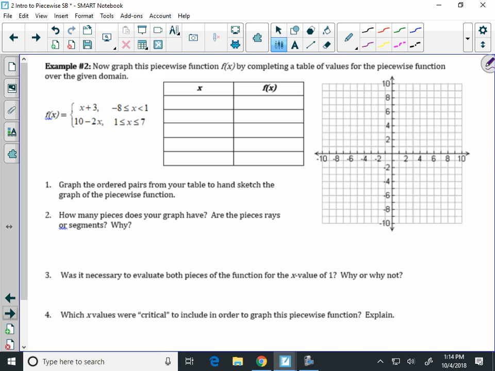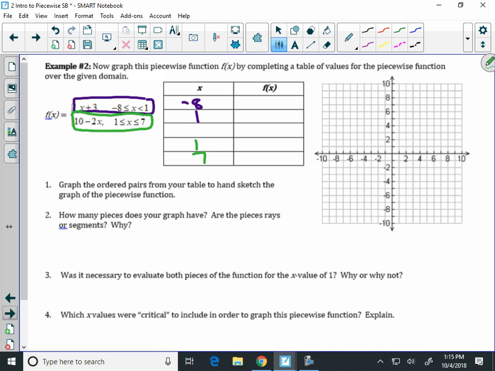So I only need 2 points to graph each segment. I'm going to pick the 2 points that are in your inequality. So for x plus 3, in your table, I want you to write x as -8 and x as 1. And you just need those 2 points. For the other line, what 2 points do you think you'll pick? 1 and 7. Now you can put them right underneath. I like to break them up visually for you guys. You don't have to skip a space, but I'm going to. So do 1 and 7.